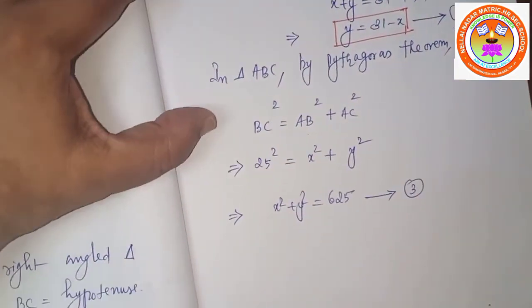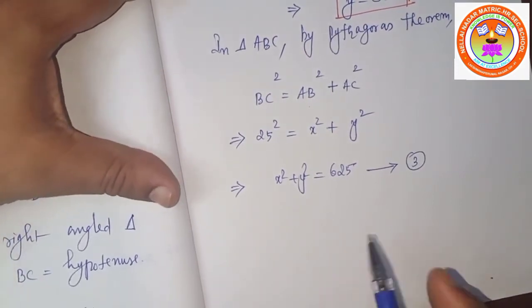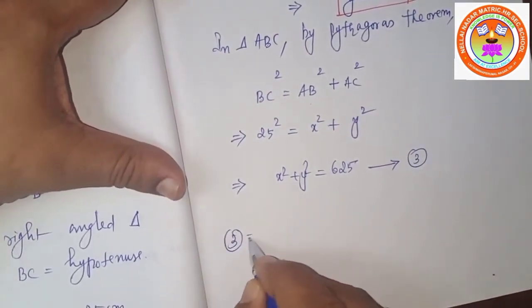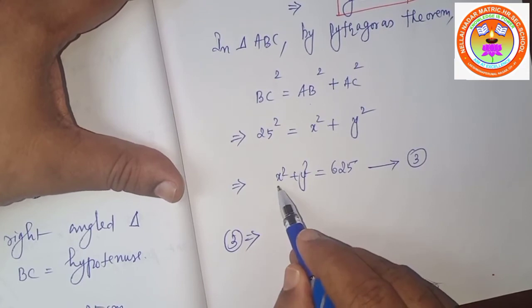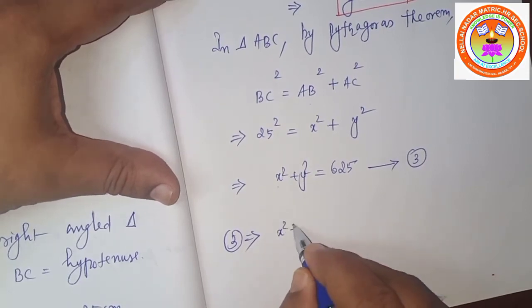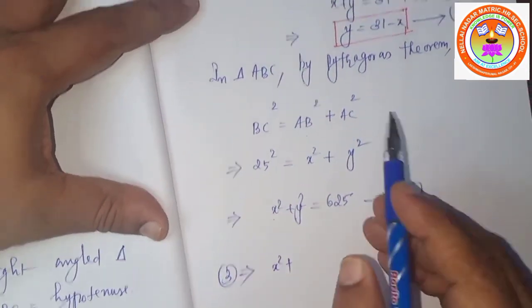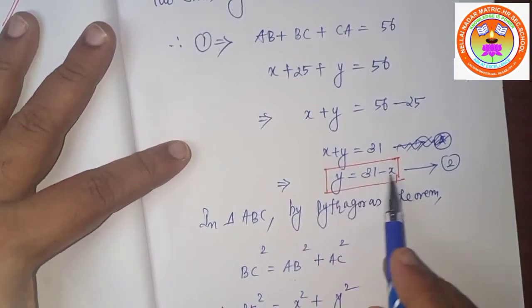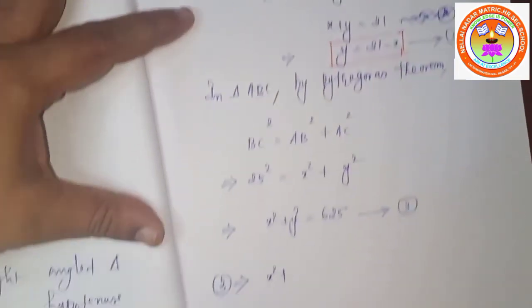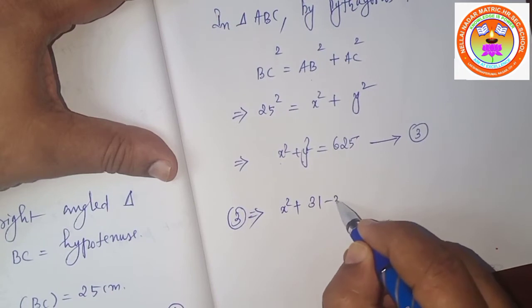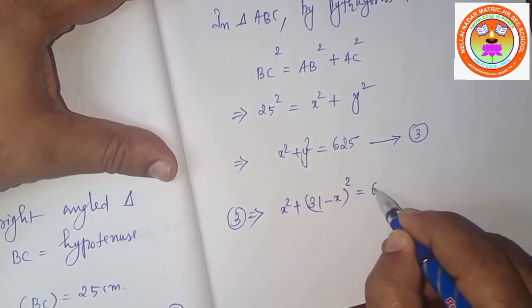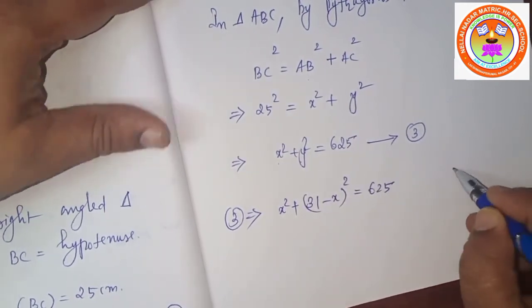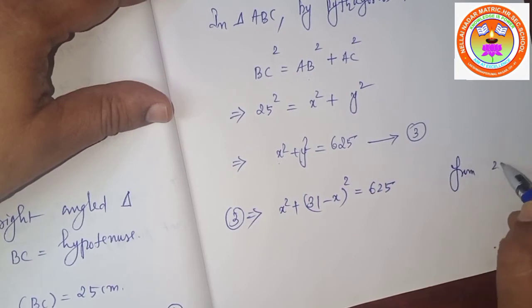Now, equation number 3 implies x squared, write as it is, plus y squared. Y here, what is y? 31 minus x. So y squared can be written as 31 minus x the whole square, that is equal to 625. This is taken from the second equation.